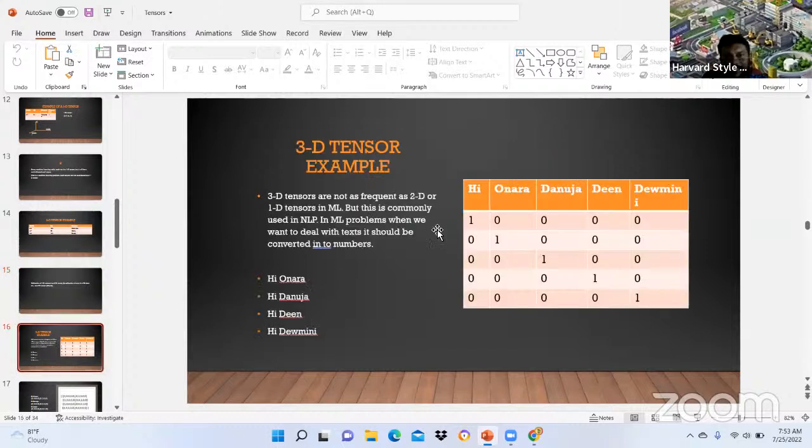Okay, 3D tensor example. I have taken this example of a DSSC career, guys. Onara, Danuja, Dean and Devni, I have taken. We'll see. This example is natural language processing, NLP, guys. There is a way of going to learn NLP. First learn machine learning, then learn deep learning. After that, you can learn NLP.